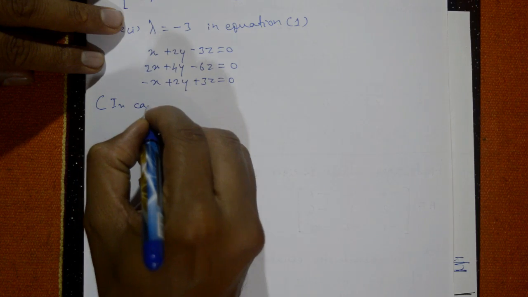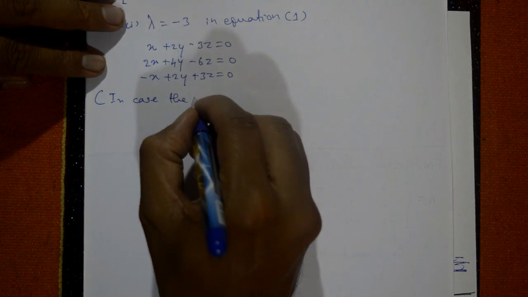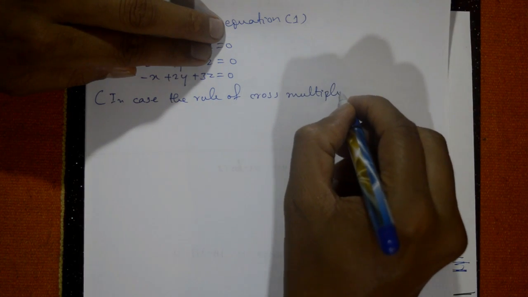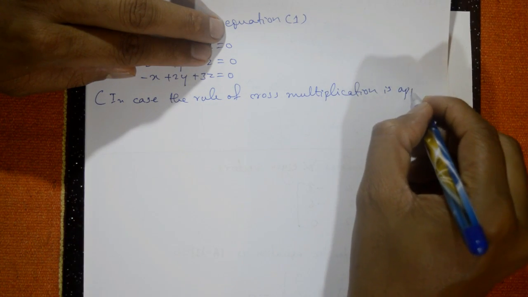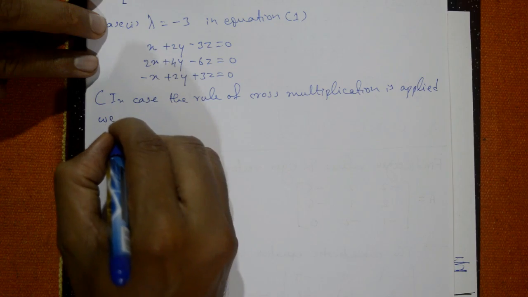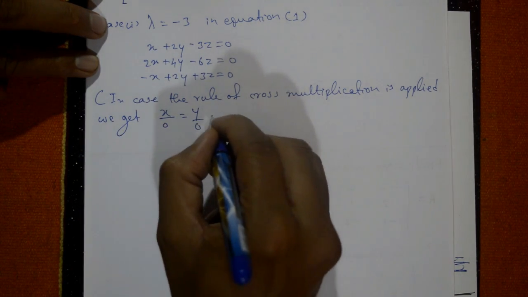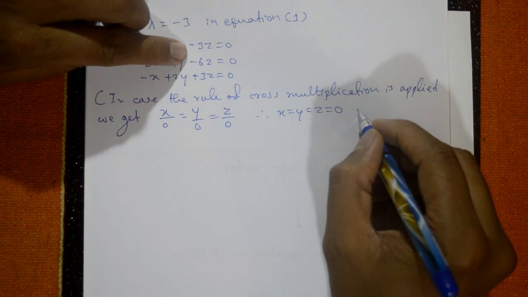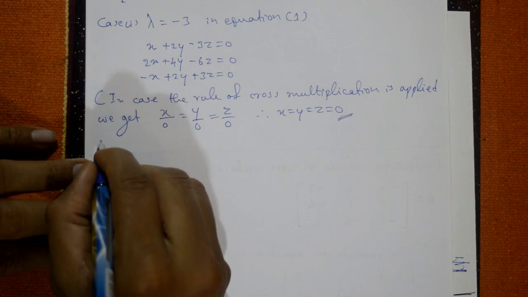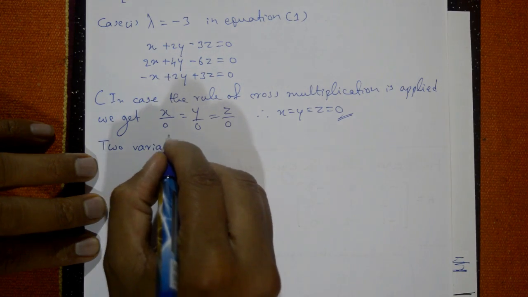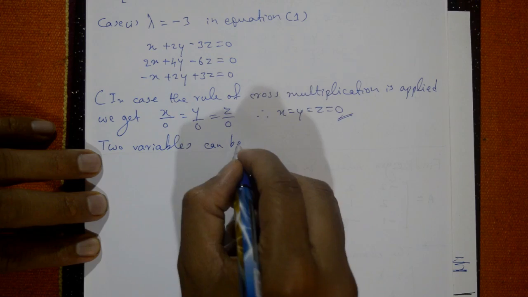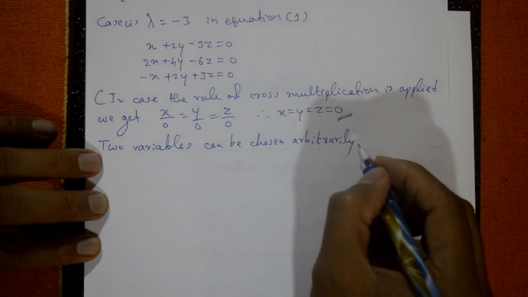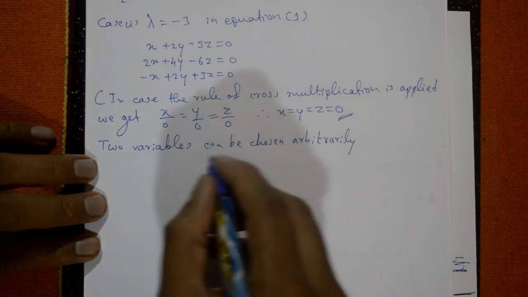Now an important point: in case the rule of cross multiplication is applied, we get x is equal to 0 and y equal to 0 and z is equal to 0. Means the x, y, z values are 0. This is a trivial solution. We get 0. So that time we take two variables. Variables can be chosen arbitrarily. So two variables, because two roots are the same, so two variables are taken arbitrarily.